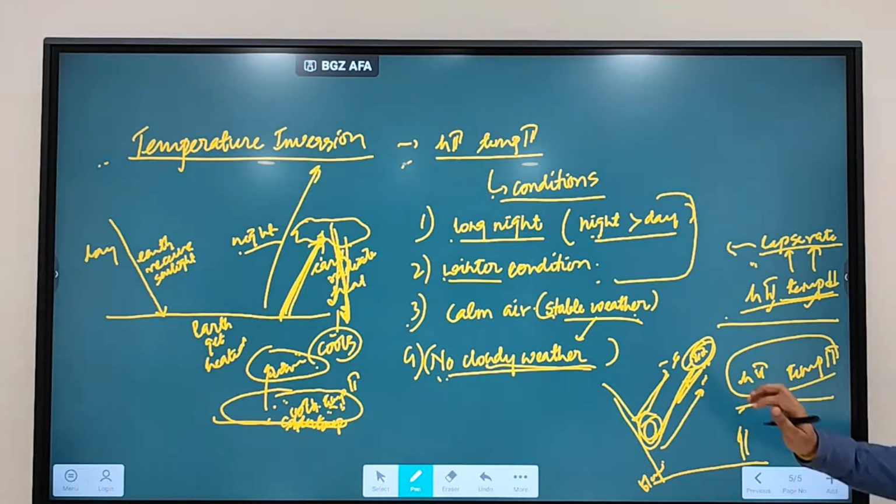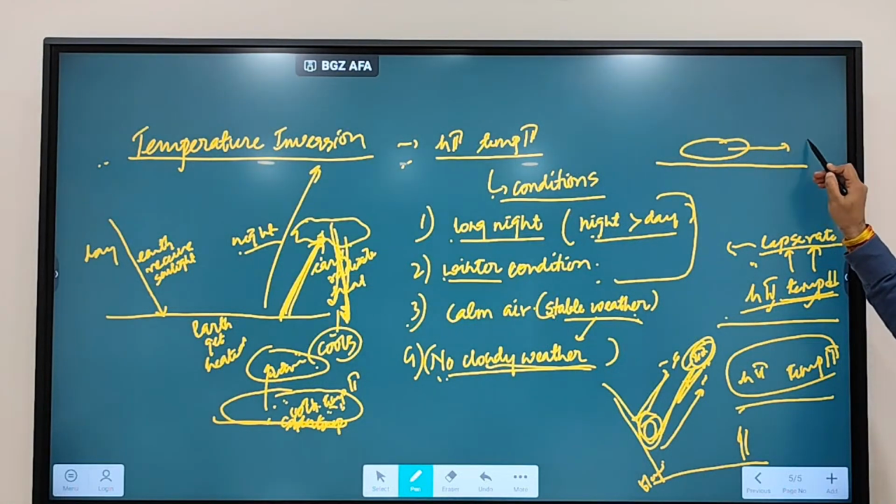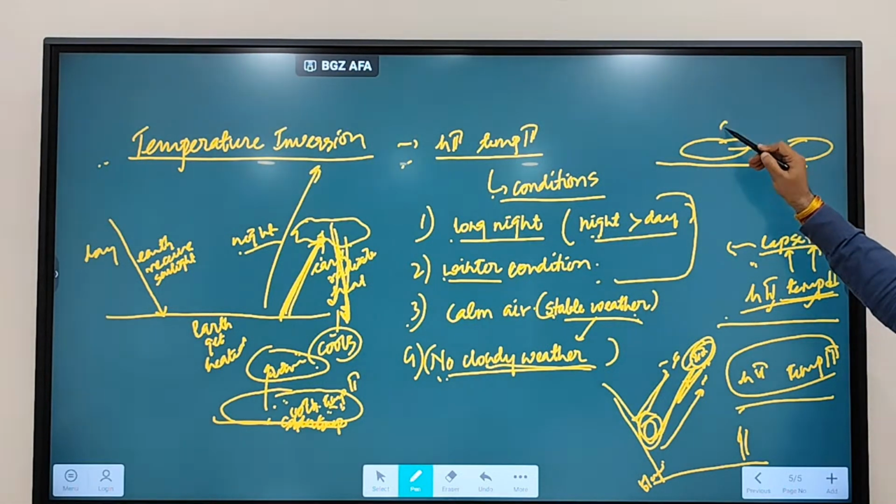Fine. The third thing that you require is calm air. Why calm air? What is the reason why you require calm air? If air is moving, then what will happen? It is not a calm air. Calm air means that the air is not moving, air is static. That is what we call calm air. Clear? When air is moving, it is not going to be a calm condition. Windy conditions are going to be there.